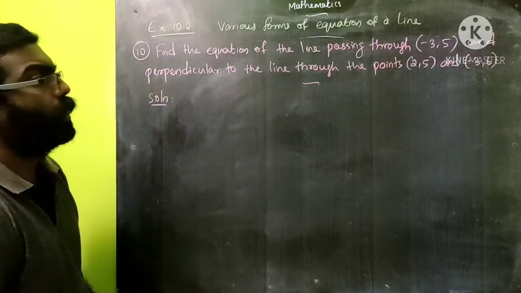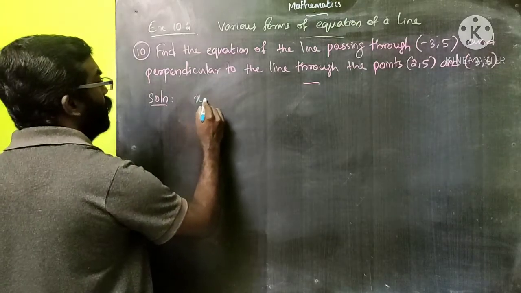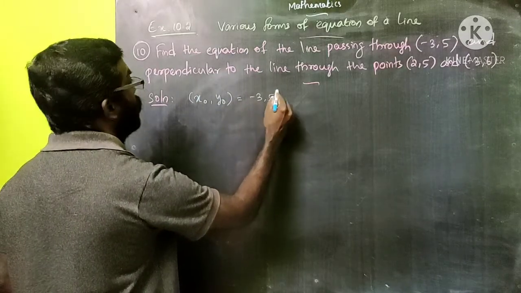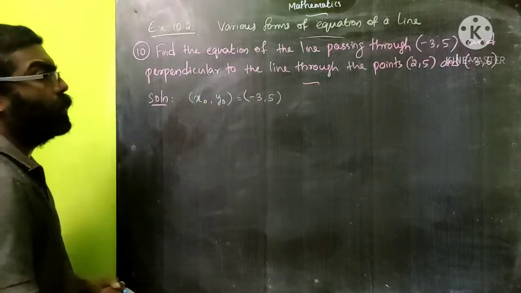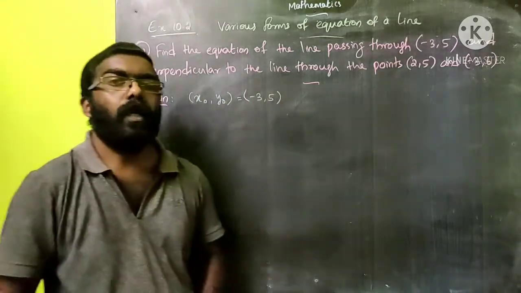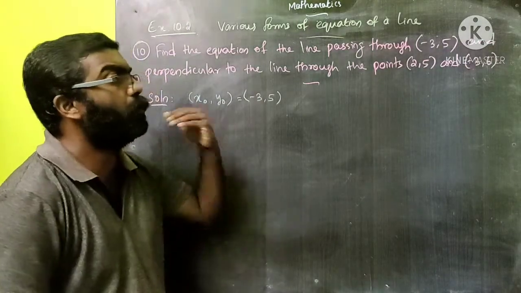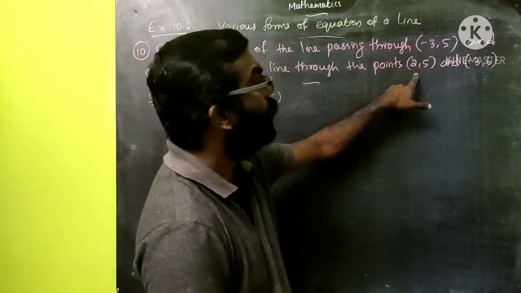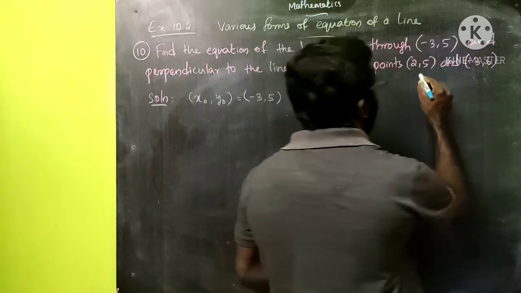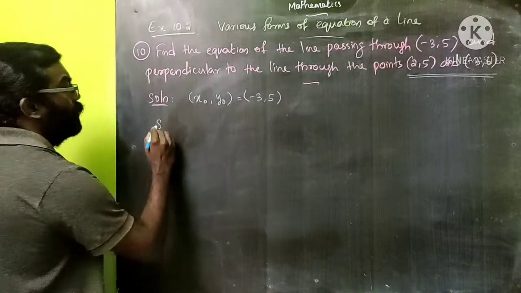Find the equation of the line passing through minus 3, 5. So that point we can take as x0, y0, minus 3, 5. And perpendicular to the line through the points 2, 5 and minus 3, 6. So here it is given that a line which passes through minus 3, 5 is perpendicular to the line through the points 2, 5 and minus 3, 6. So first of all we can find the slope of the line through these 2 points.